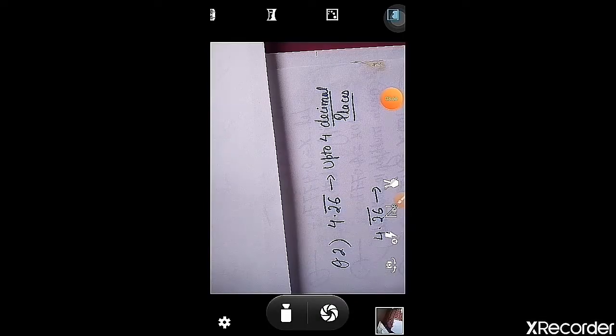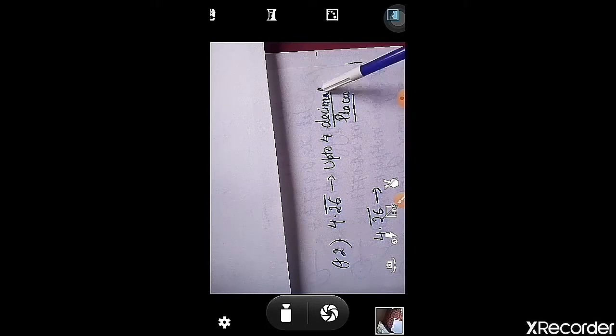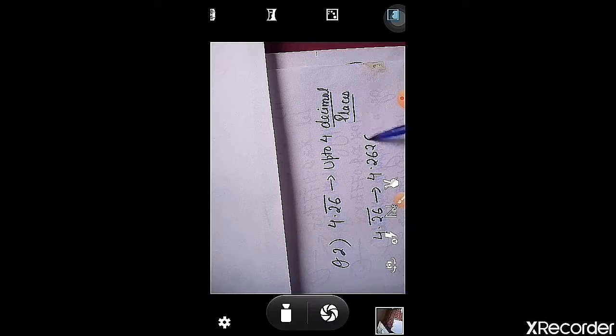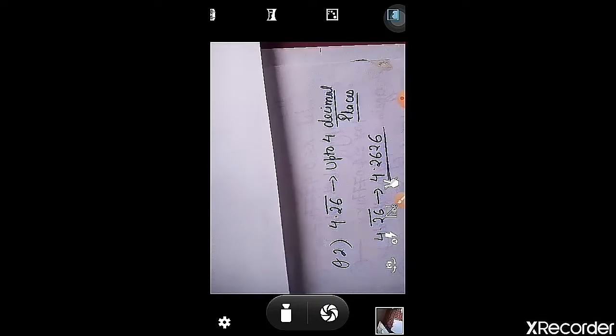This is the second part of the question, in which you have to locate 4.26 bar on the number line, up to 4 decimal places, because you know that this is a non-terminating repeating number. We can write it like 4.262626 and so on, but we have to locate it up to 4 decimal places. So we write 4.2626. Now we have to represent this on the number line. For this again we will do the same process.